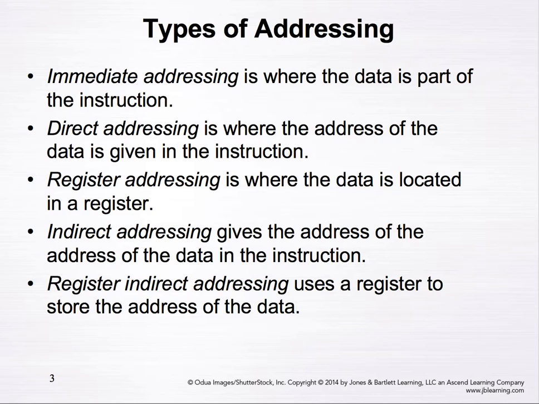The next type of addressing is the indirect addressing. In this addressing mode, the instruction gives the address of the address of the data. This can get a little bit confusing, but we can show it through an example later on. The last one is register indirect addressing. In this mode, it uses a register to store the address of the data.